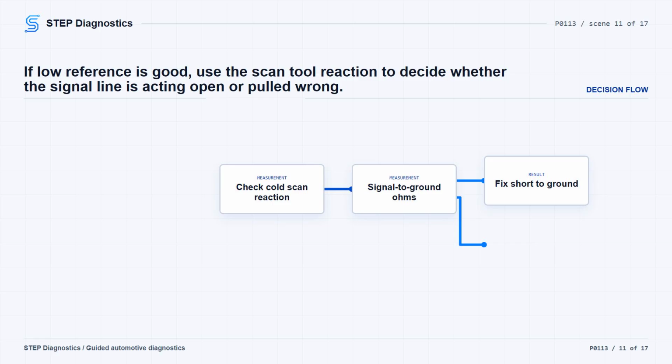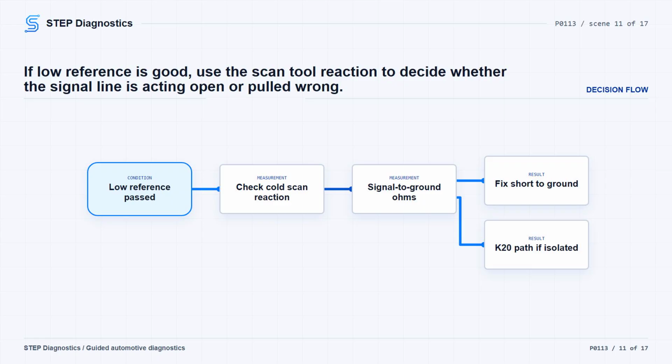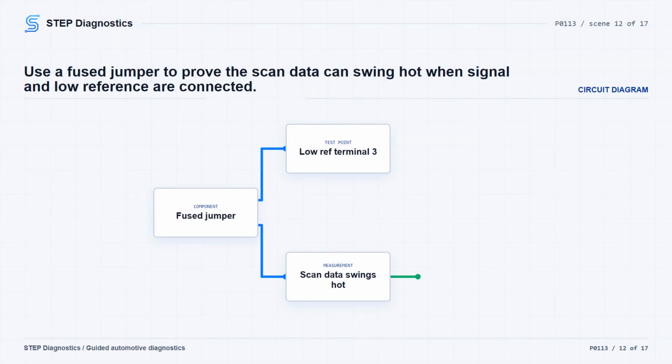If the scan tool shows -39 Celsius, -38 degrees Fahrenheit, or warmer, turn the vehicle off, disconnect the K20 engine control module, and test for infinite resistance between signal circuit terminal 1 at the component harness and ground. If the resistance is less than infinite, repair the signal circuit short to ground. If it is infinite, the diagnostic path points to the K20 engine control module.